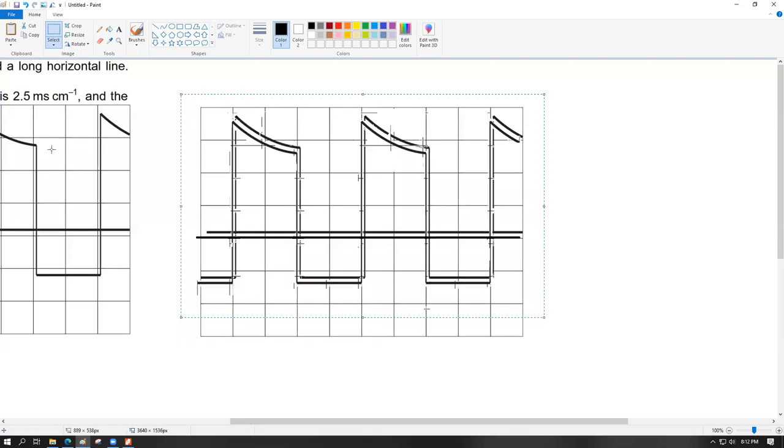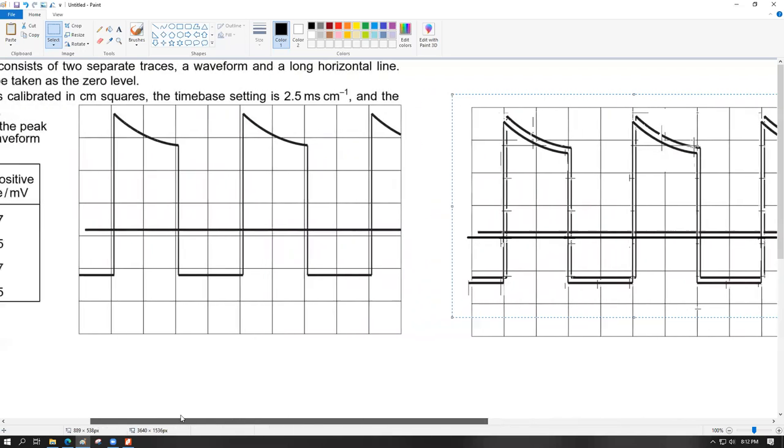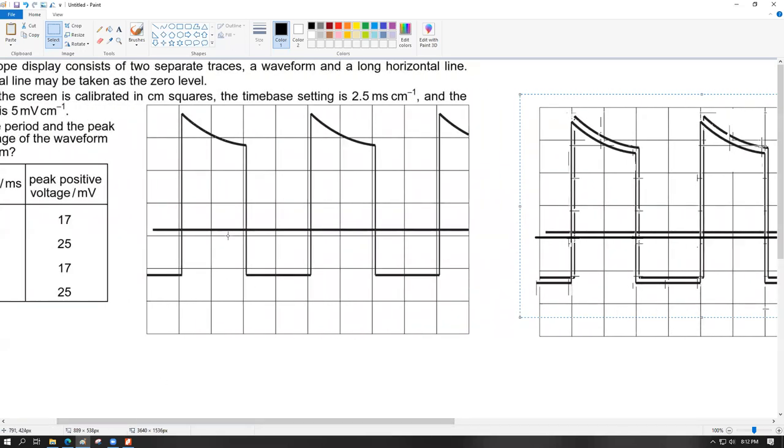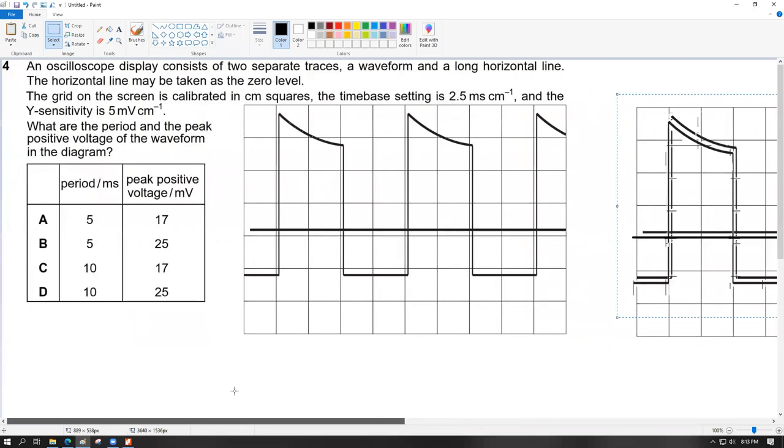Now you are not going to be able to draw this graph over here, so I want you to visualize from the original given graph that if we were to move this graph slightly below and slightly to the left, where the peaks are going to be. Because the question tells us the period and the peak positive voltage of the waveform in the diagram. Now have a look.